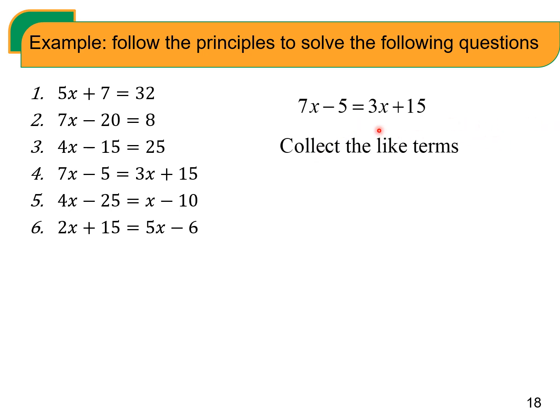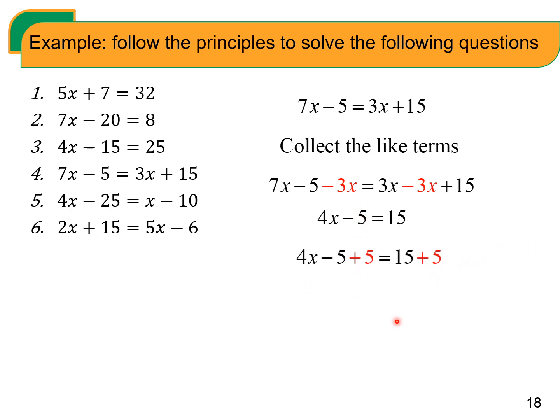Let's take out the 3x on the right. So what we are doing is subtracting 3x from both sides. However, 3x and minus 3x cancel out, and we combine the 7x and minus 3x to become 4x. So now we do the following, as from example 1. Now we want to get rid of the negative 5 on the left-hand side, so we add 5 on both sides. Now the left-hand side is just 4x, the right-hand side is 20.